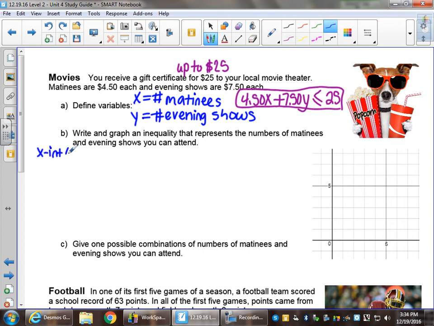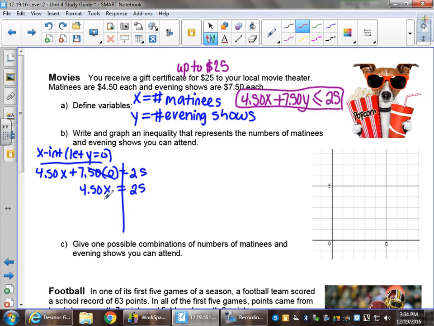X-intercept, let y equal 0. So 4.50x plus 7.50 times 0 equals 25. That's gone. 4.50x equals 25. Divide by 4.50. Let's see, 25 divided by $4.50. Got 5.555555. So I'll round that to x equals 5.56.